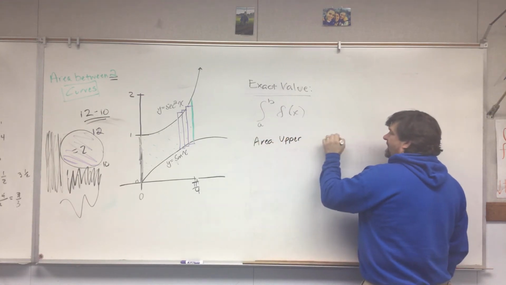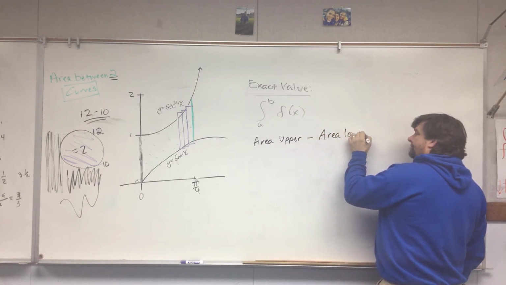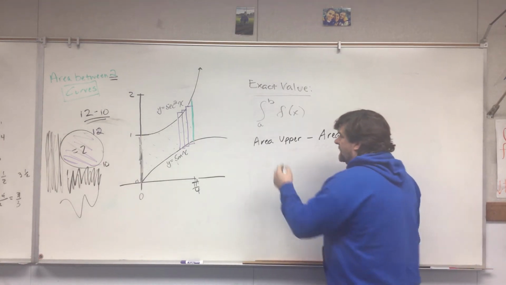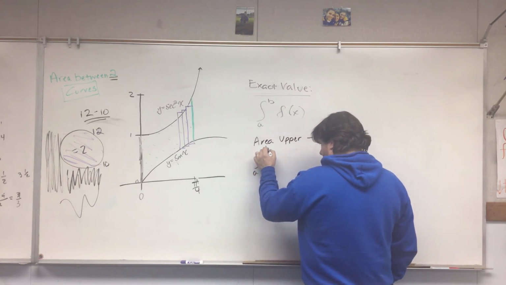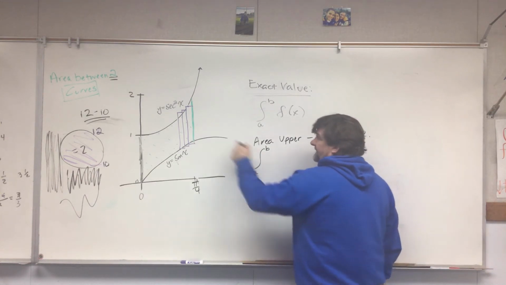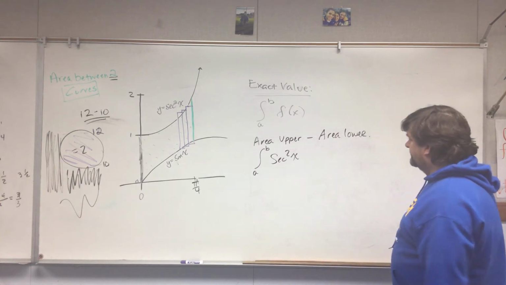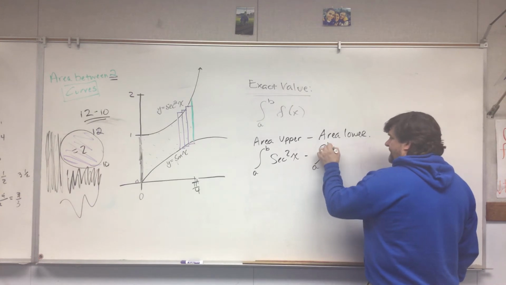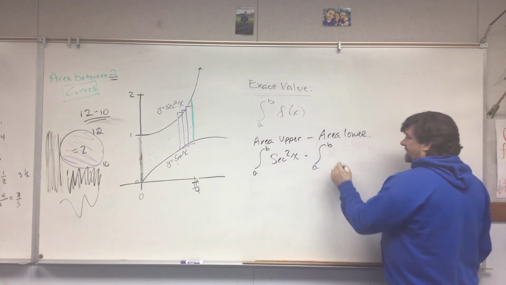Okay, so if I have the area of the upper minus the area of the lower, let's start pushing that into our calculus ideas. I can find the area by taking the integral from a to b of the upper f of x, which is secant squared of x. Now I'm going to subtract from that the integral from a to b of the lower, which is sine of x.